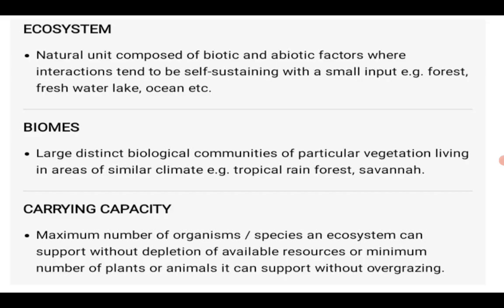We are looking at a topic called living things and the environment, or ecology.